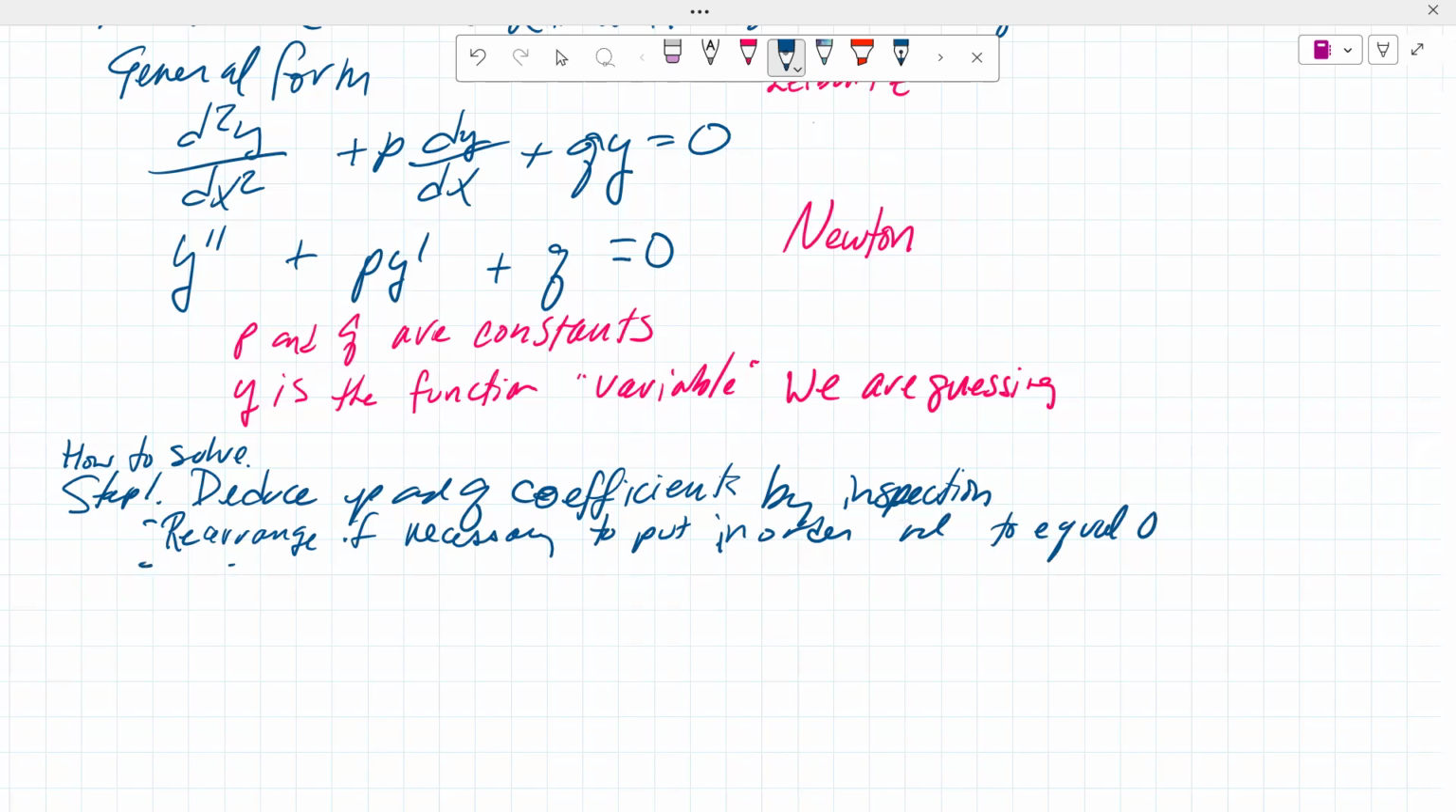All right, the other thing we need to do here is we need to divide by the leading coefficient, if it is not 1, to make it 1. Make it be 1. All right. So then we have our equation set up and we're good to go. Step 2.